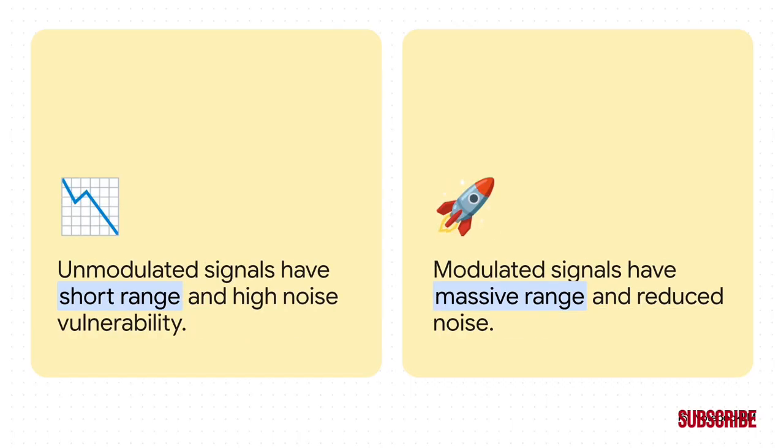Bottom line here, unmodulated signals are just weak. They have a really short range and they get absolutely crushed by noise. But the second we modulate them onto a high-frequency carrier, total game changer. We massively increase our communication range and practically armor our signal against that annoying noise we talked about earlier.